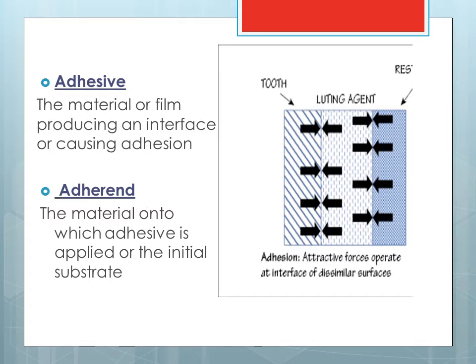As you can see from this picture, this is basically a tooth and a restoration. And the third material in between is the luting agent, which is actually joining the tooth and the restoration to each other. So the luting agent is the adhesive, and the adherents are the tooth and the restoration. And these are basically attractive forces between the tooth and the luting agent, and the luting agent and the restoration, and they operate at interfaces of dissimilar surfaces, and these attractive forces are known as adhesion.